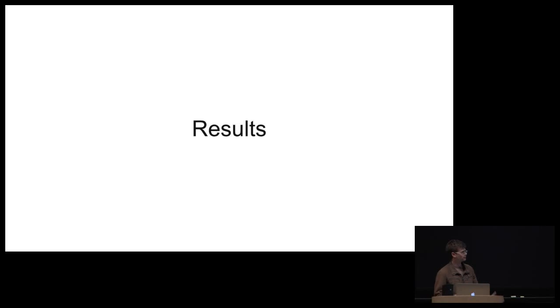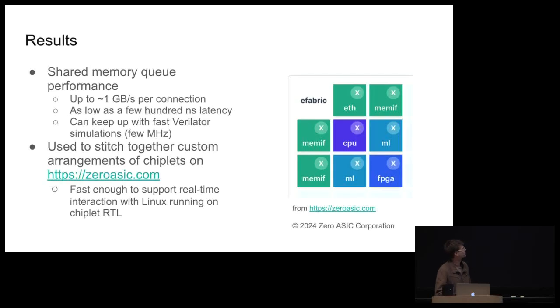So that's a fast overview of what Switchboard does. How does it work in the real world? I guess the shared memory queues themselves are very high performance. Each one of those connections can run up to about 1 GB per second and has latencies that are just a few hundred nanoseconds. The thing that's cool about this is if you're running a really fast Verilator simulation of a small design, you can actually keep up with that through Switchboard connections on a cycle-by-cycle basis.